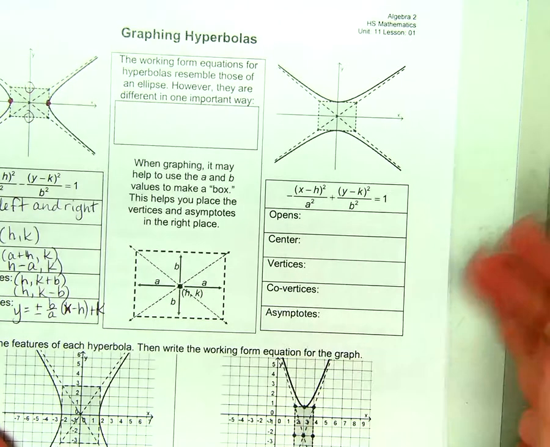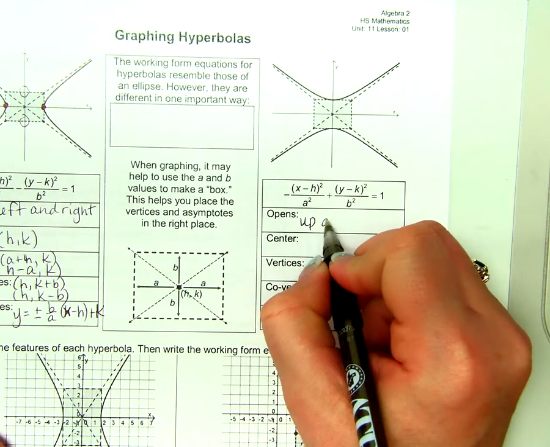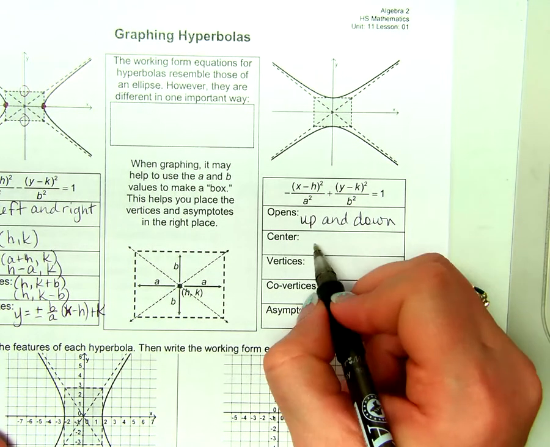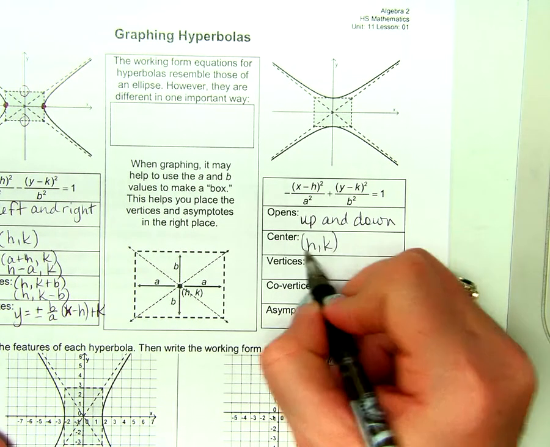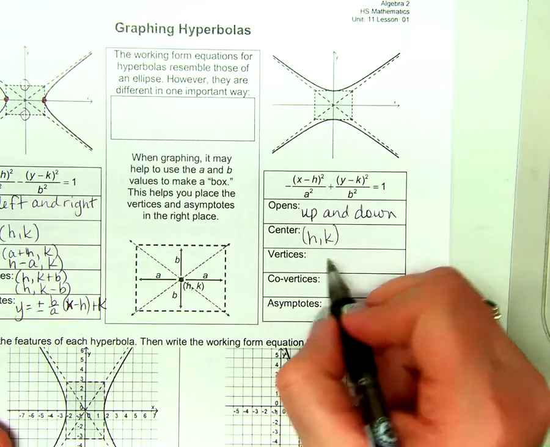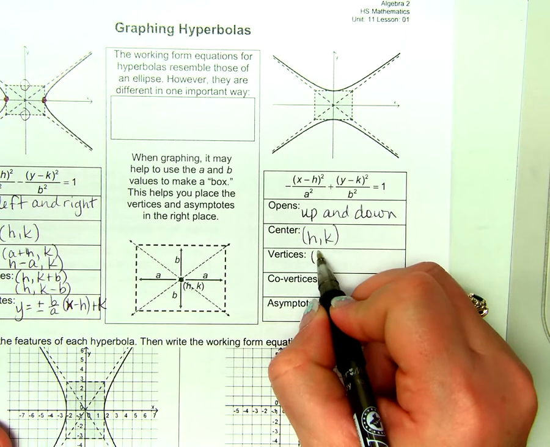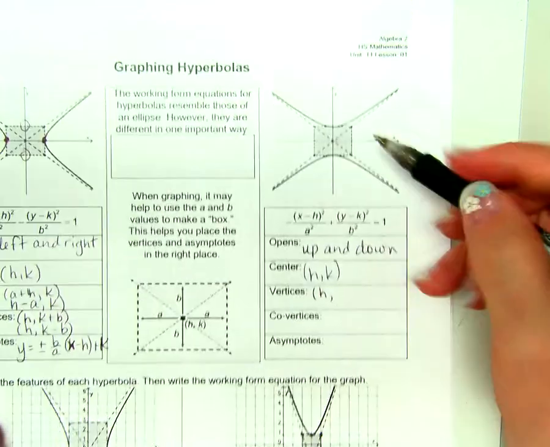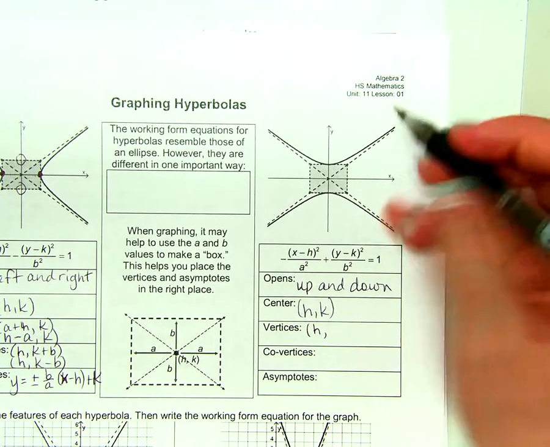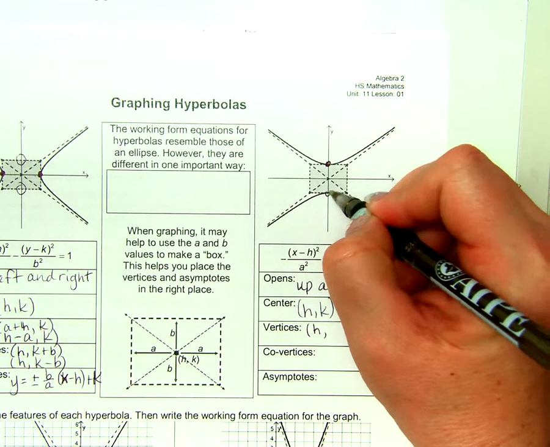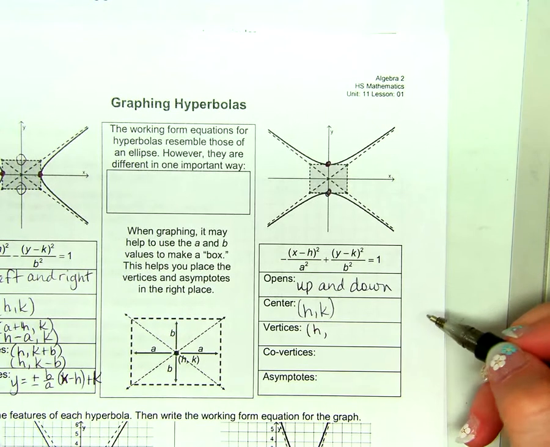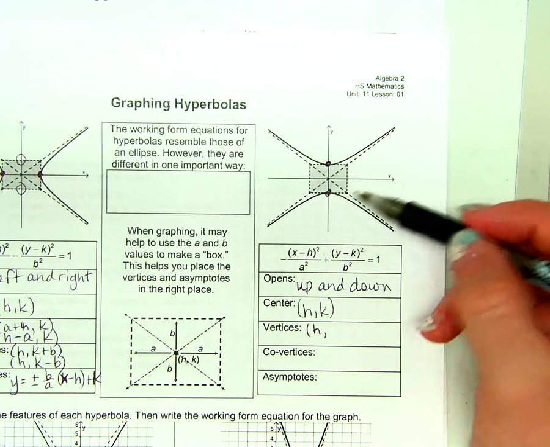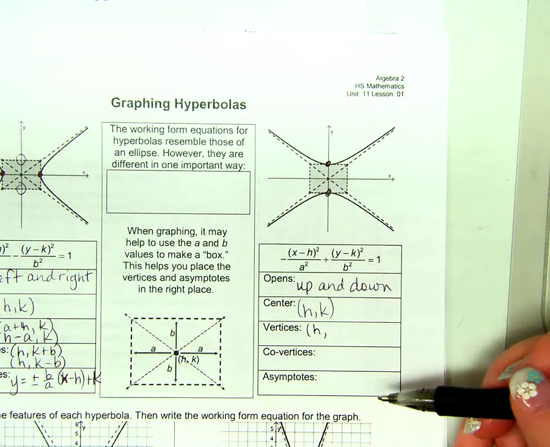All right, this one over here. How does it open? Where's the center? H, K. Where are the vertices? Where are the vertices on this graph? Here and here, right? Because that's where the hyperbola lands on the box. That's a vertex. The other ones are the co-vertices. Fair enough?